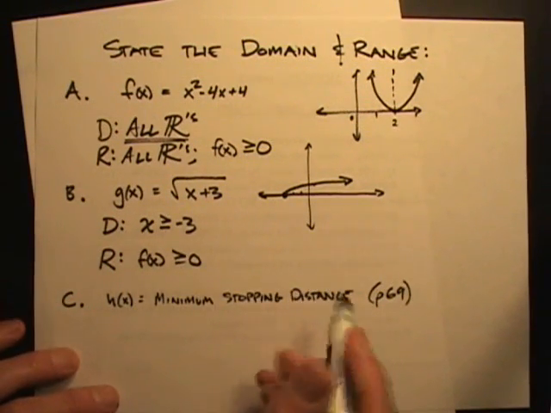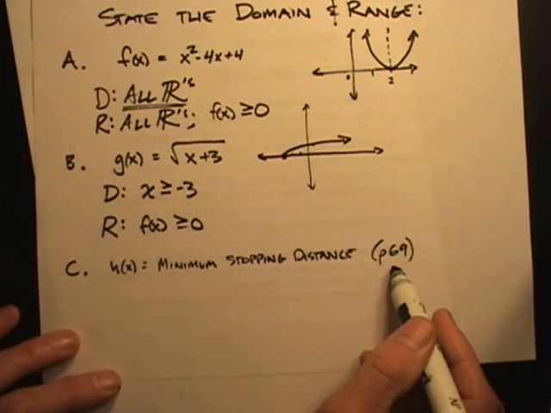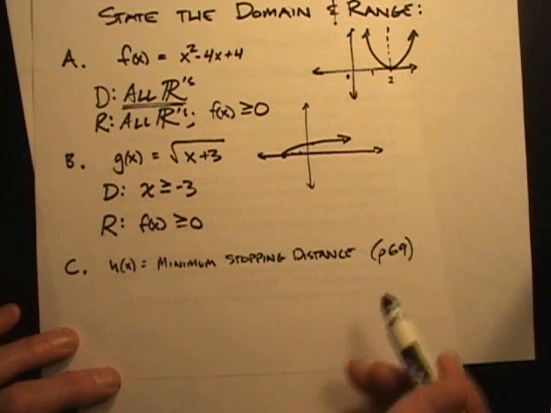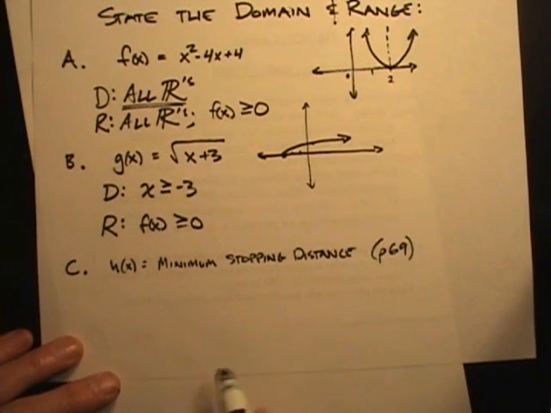Okay. Now I'd like you to look at page 69 and take a look at that function there, the stopping distance based on the speed of a car, and ask yourself what would be the domain and range of that. Okay, I'll show you the clip.